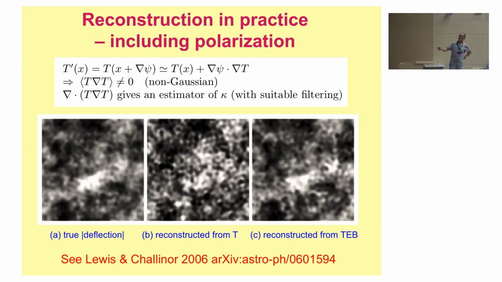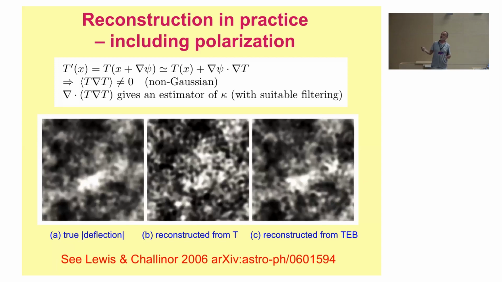This grayscale picture shows you the modulus of the deflection angle. So white here would be a few arcminutes, and you can see it's coherent over this big patch. If you run the reconstruction algorithm, you get this, which is good, but also not perfect by any means. Or you can have this, which is much better.